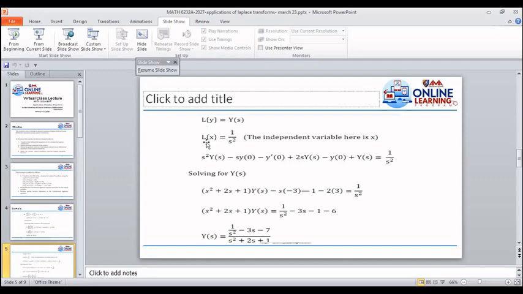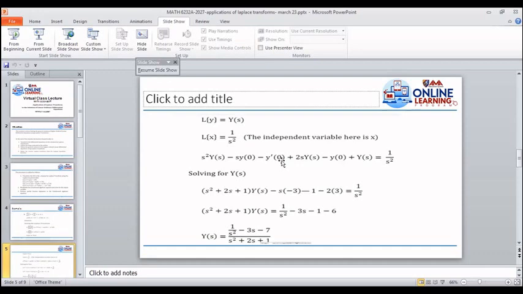So by this time, your t is the same as x. Okay, it's equal to 1 all over s squared. So the independent variable here is your x. Okay, so s squared Y(s) minus sy(0) minus y prime(0).